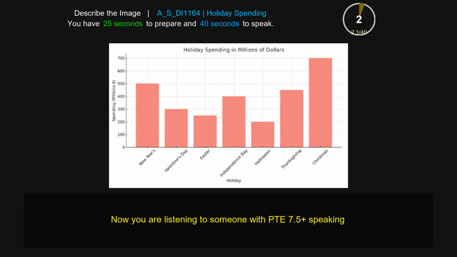This bar chart gives us information about the holiday spending in millions of dollars. In Independence Day, the value is $400 million, whereas in Thanksgiving, the value is slightly higher, which is $450 million. The highest value is in Christmas, which is $700 million, and the lowest value is in Halloween, which is only $200 million. To sum up, this chart is about holiday spending in millions of dollars.